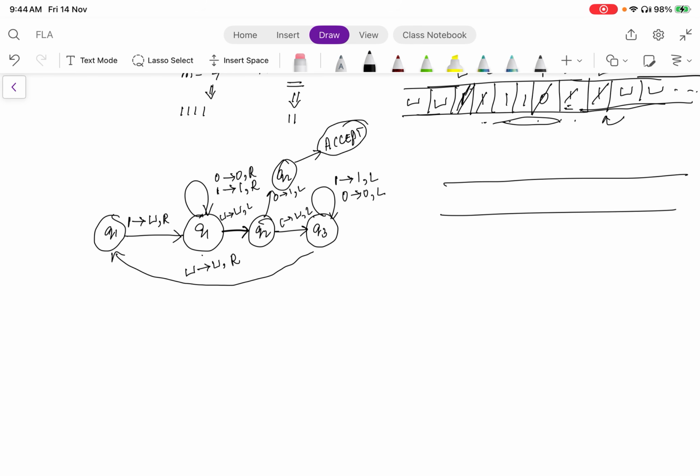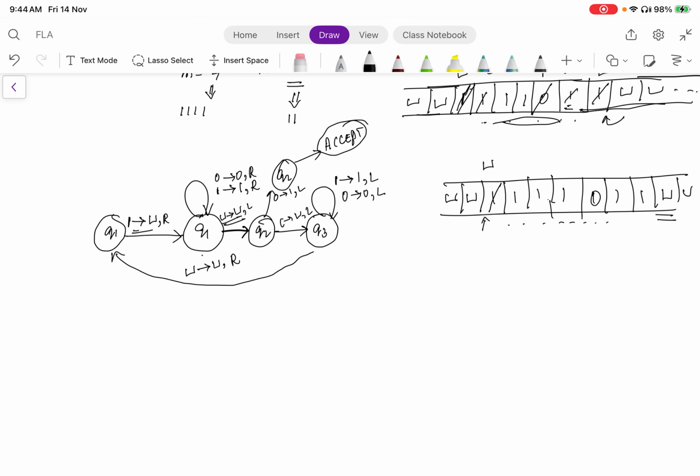This is your input tape. 1, 2, 3, 4 ones. Then you have the separator, 2 ones, and then blank space. Okay, now your input head is here. You replace this with blank space and you keep moving towards the right until you find another blank space.